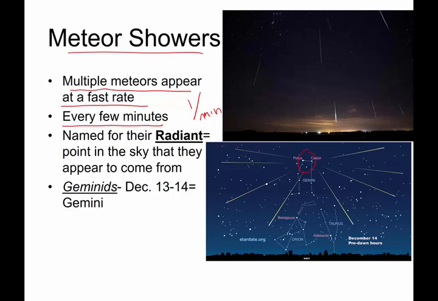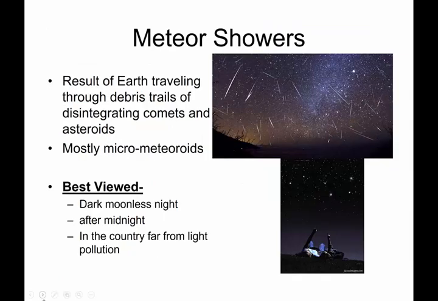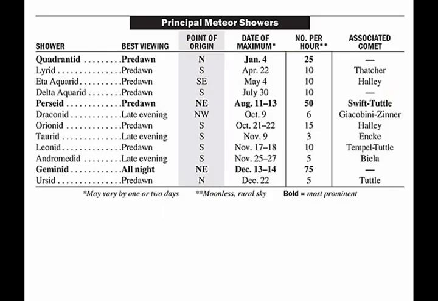Now, if they appear to come from the same spot in the sky, that point of origin is called their radiant point. And at different times of the year, different meteor showers are going to be visible in different radiant points. If these things are predictable, they are then named. And they are named for their radiant point, where they actually come from. This is a chart of some of the common meteor showers that we encounter.